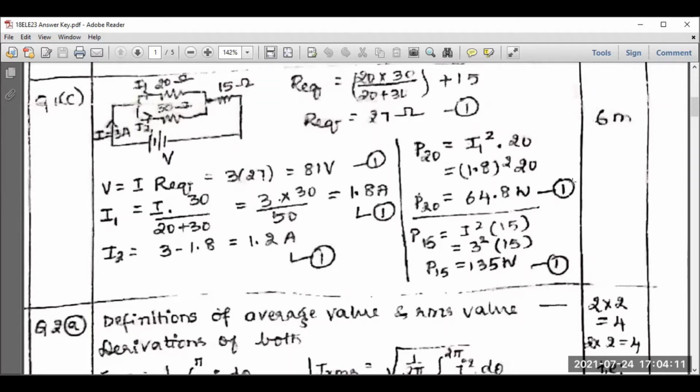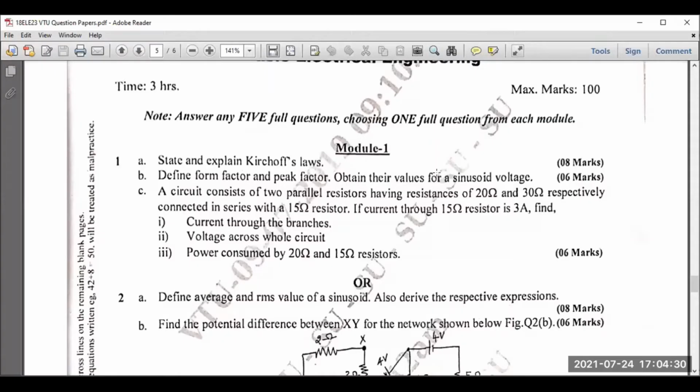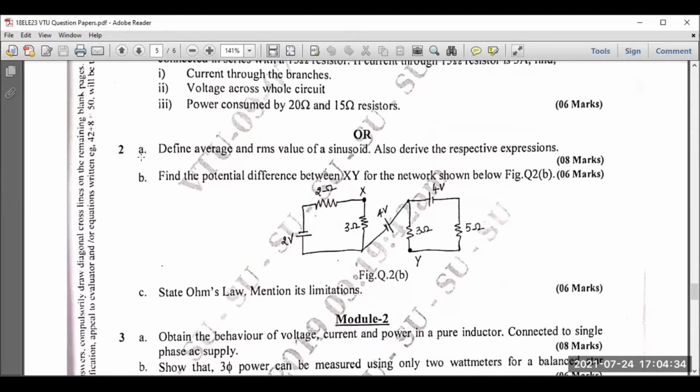You can easily score 20 marks from the first module of the first part. The first part is much more convenient. Okay. Likewise, you can plan. Otherwise, you can go ahead with the second question.